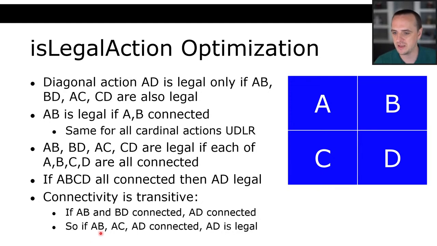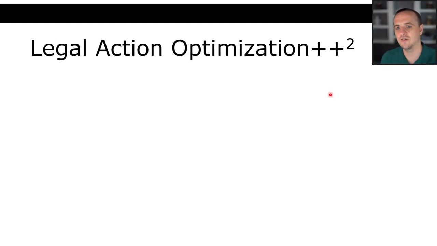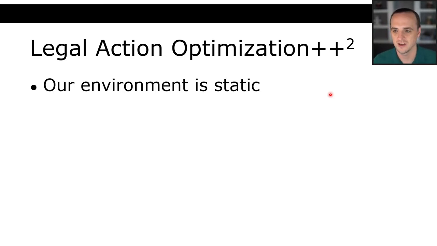So if AB, AC, and AD are connected, then AD is legal. So if you ever want to check if action AD is legal, all you have to do is see: are A and B connected? Are A and C connected? And are A and D connected? And if they are, then AD is a legal action. Really easy.